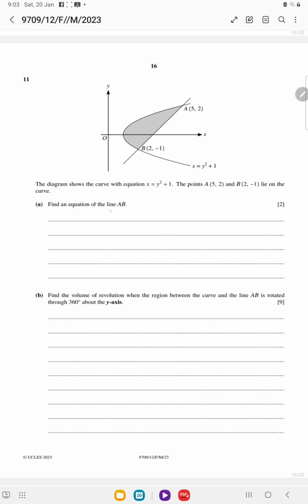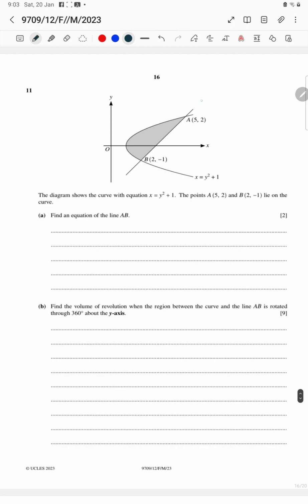You can see, find an equation of line AB. You are given the coordinates of A and B here. So from coordinate geometry, the equation of a line is y equals mx plus c. M is the gradient, so for AB, M can be calculated as y2 minus y1 over x2 minus x1, which is 3 by 3, that is 1.